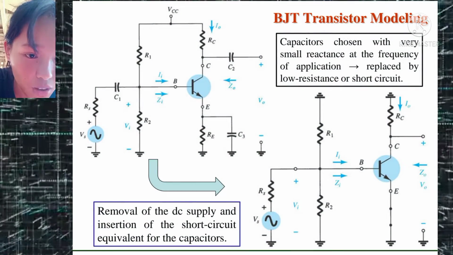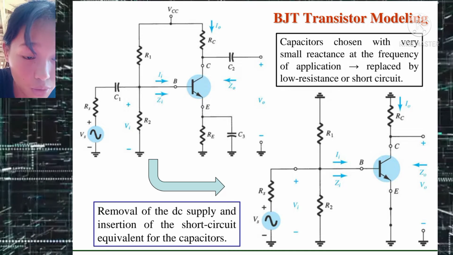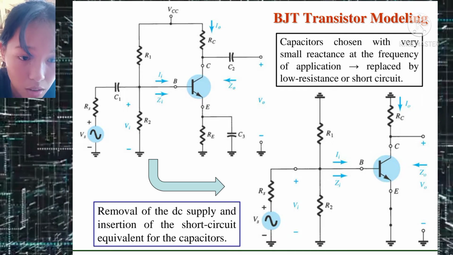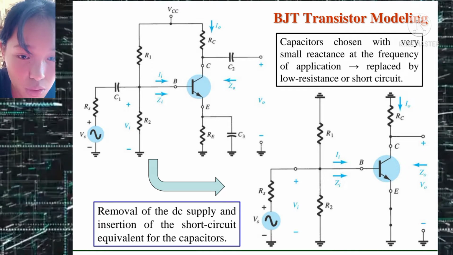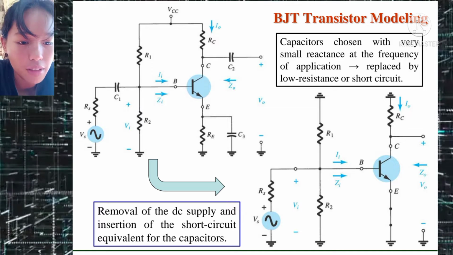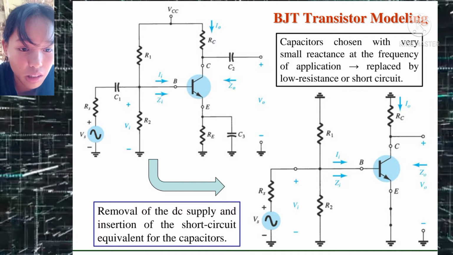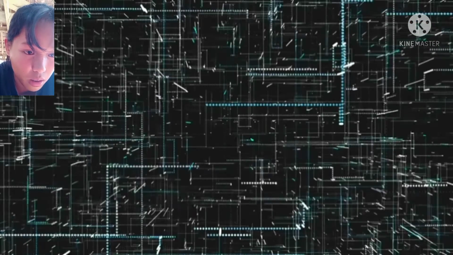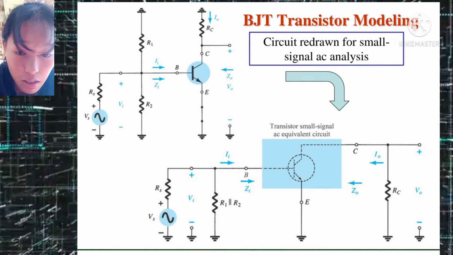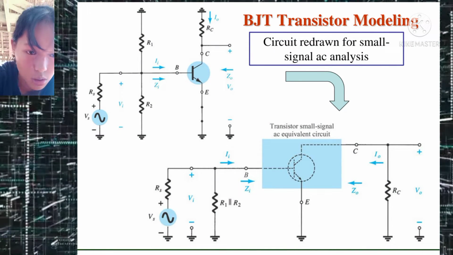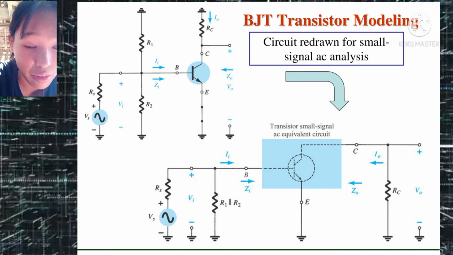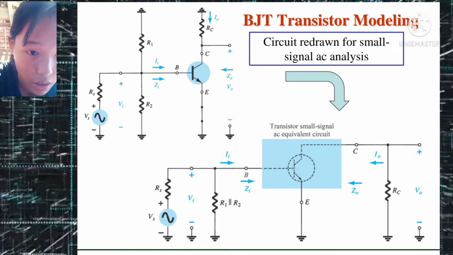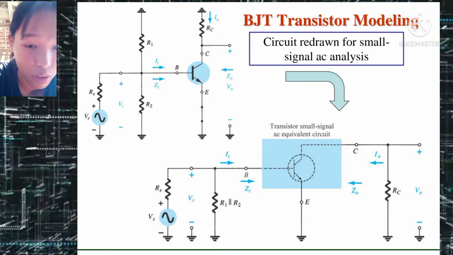Here in these figures, we can see that our capacitors, which have very small reactance at the frequency of application, so C1, C2, and C3, were replaced by a low resistance or short circuit. After the removal of the DC supply and the insertion of the short circuit equivalent for the capacitors, we can now redraw the network for the small signal AC analysis, as shown in these figures. If we establish a common ground and rearrange the elements, we can see that our R1 and R2 will be in parallel, and our RC will appear from the collector to emitter.